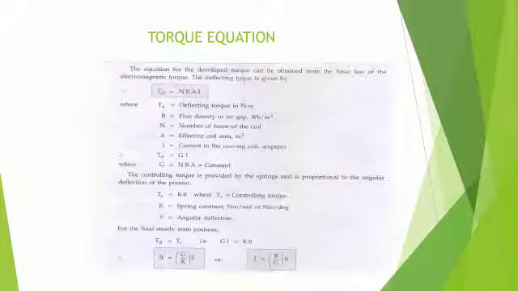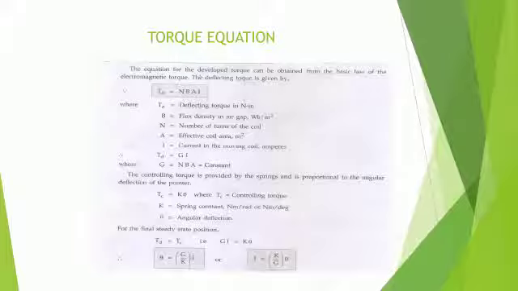Next is the torque equation. The deflecting torque, indicated by TD, is equal to NBAI, where N is the number of turns of the coil, B is the flux density in the air gap in Weber per meter square, A is the effective coil area in meter square, and I is the current in the moving coil in ampere. We can also write TD equals G into I, where G equals NBA. These three parameters are taken as constants.